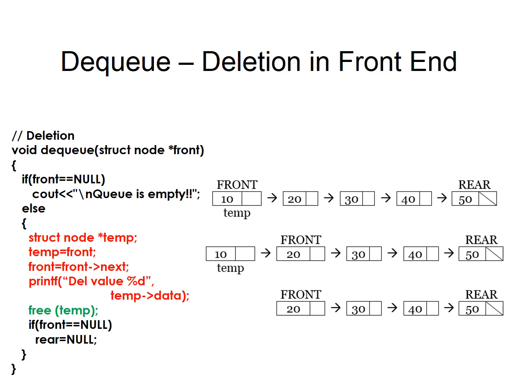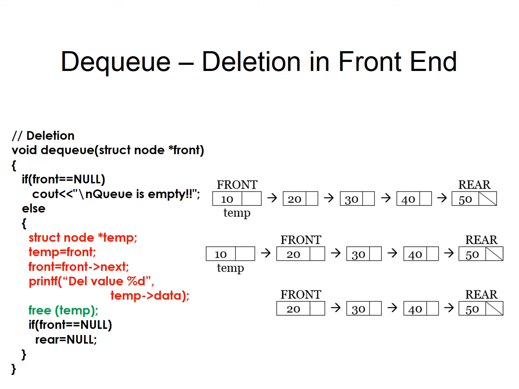The next operation is dequeue in a double-ended queue, which is similar to the deletion in a queue. So the dequeue operation performs the deletion from the front end. Suppose my queue is empty, it will just display the message that my queue is empty. Otherwise we will go to the deletion operation. So what I am going to do here is, first I am creating a temporary variable and assigning it to the front node. Why am I using it? Because I have to release the space which I have requested. So how do I do it? temp is equal to front.